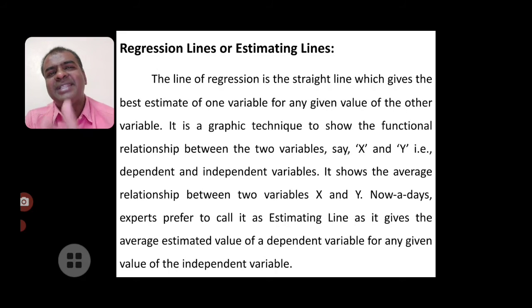So these two variables x and y interchange, and when they interchange, the dependent and independent variables also change. Therefore, it shows the average relationship between two variables X and Y. Nowadays, experts prefer to call it the estimating line because it gives an approximate estimate of what could be the change in the dependent variable on the basis of change in the independent variable. So if the independent variable changes, there should be a change in the dependent variable, and to what extent the dependent variable is going to change is indicated by the regression lines.